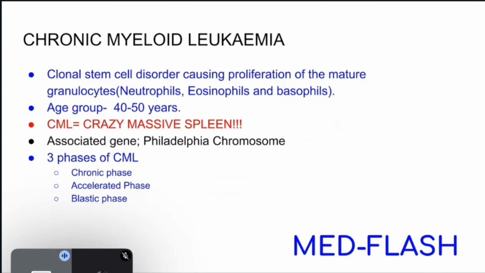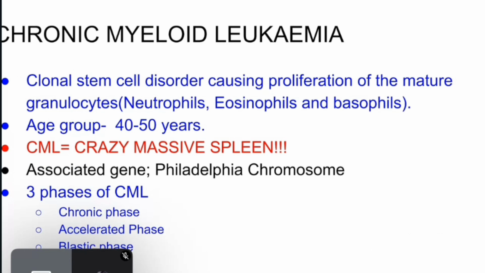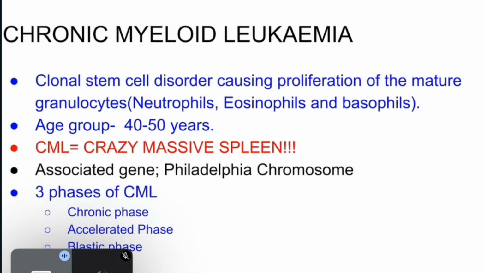Chronic myeloid leukemia. This is a very high yield topic, guys, for PLAB 1. So what is CML? Basically, a clonal stem cell disorder causing proliferation of mature granulocytes. Basically, excessive production of all stages of mature granulocytes. These are neutrophils, eosinophils, basophils. So the blood examination of a person suffering from CML will have elevated neutrophils, eosinophils, and basophils.